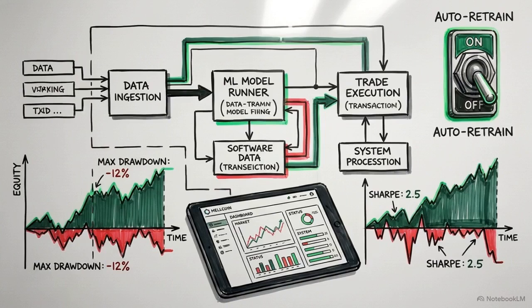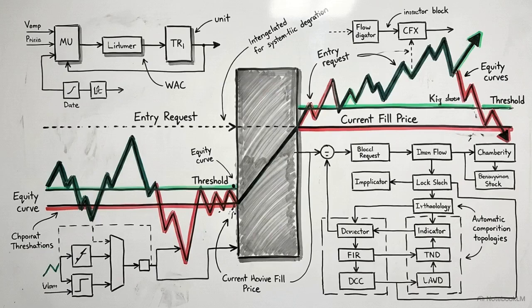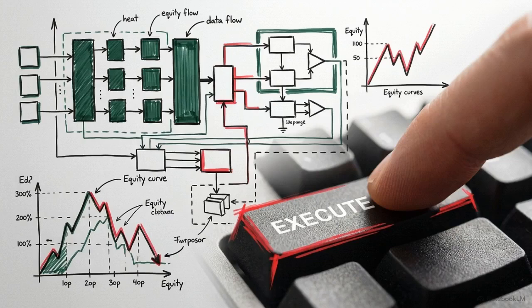Continuous live monitoring and automated retraining triggers must be built directly into the architecture. They are mandatory components, not optional maintenance tasks. The final root cause of backtest failure is the execution gap. Models are routinely validated on the closing price of a historical bar, but in reality, the system must execute on the open of the next bar.